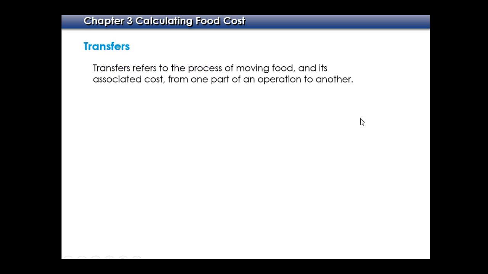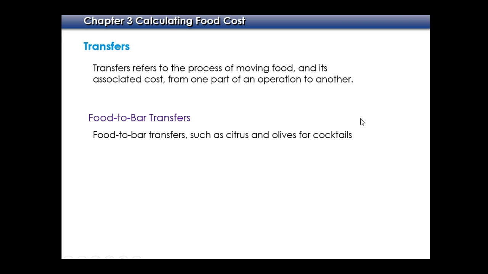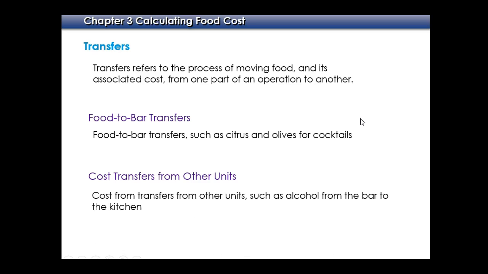Now transfers is just like it sounds, transferring food from one part to another. So you have your food to bar transfer. Like if you need to get any kind of citrus or olives for drinks and stuff, you get those from the back of the house. That's where the costs are associated, but you need to transfer it to the front of house beverage sales. And then it goes the opposite way. So any kind of alcohol that needs to go into the kitchen. So you're going to be using wine for some sauce, or you got some beer battered onion rings.